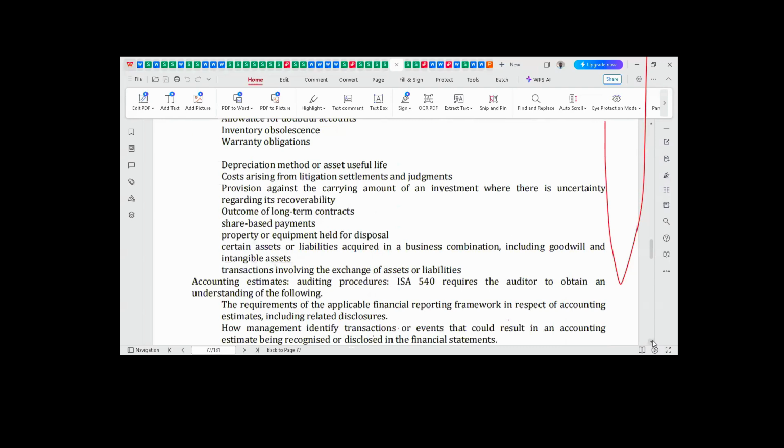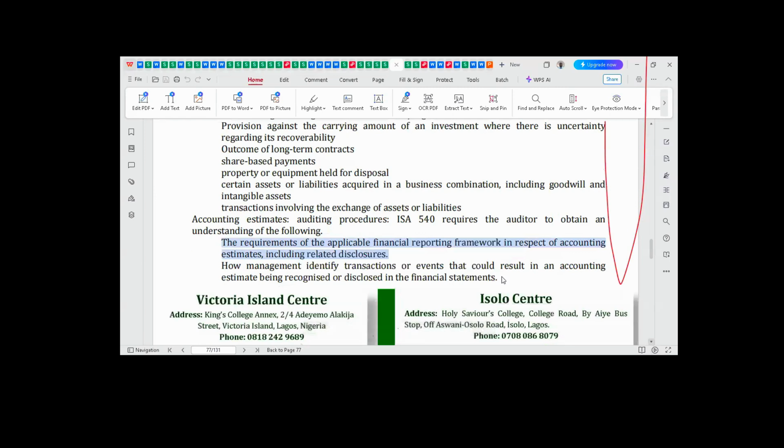All right. So the auditor, in the course of trying to analyze the accounting estimate, these are the procedures you will need to put in place. Number one, the auditor will need to know the requirements of the applicable financial reporting framework in respect to accounting estimates, including related disclosures. You have that under IAS 8 that talks about prior period adjustment and accounting estimates. That is the financial reporting framework.